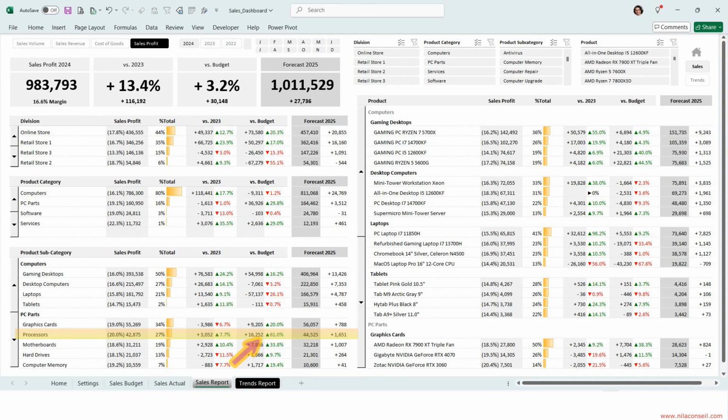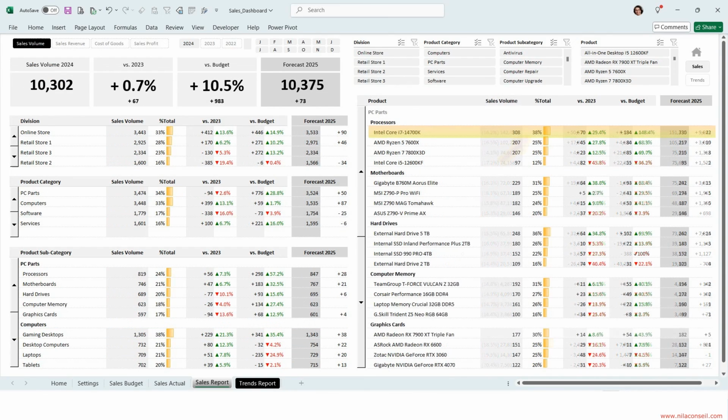Processors sales profit exceeds budget by 60%. It will exceed $44,000 next year. Processor i7 is the most sold processor. Company sold 70 units more than past year, and 184 more than target. Forecast shows that company will sell 2 processors less in 2025.